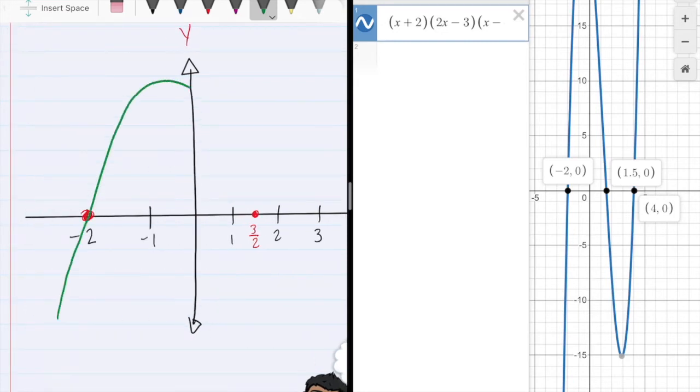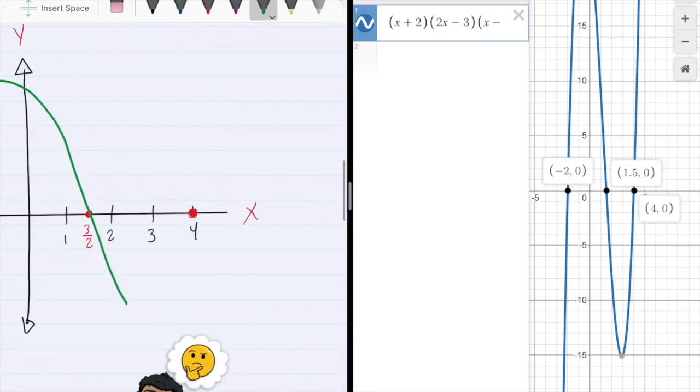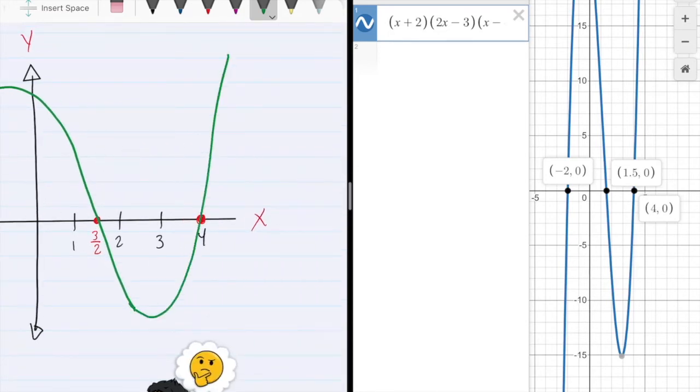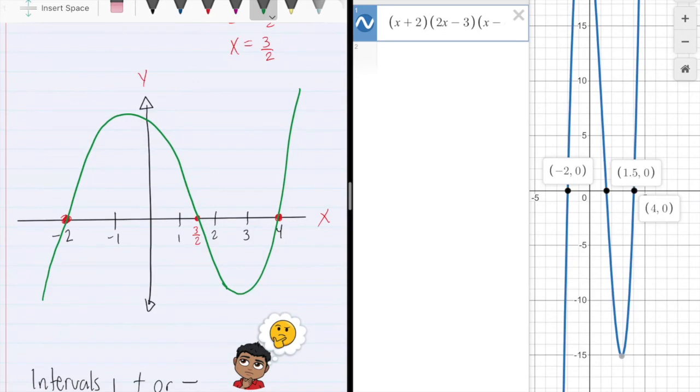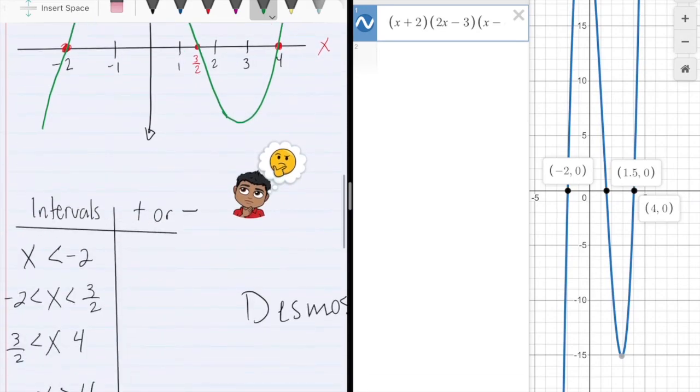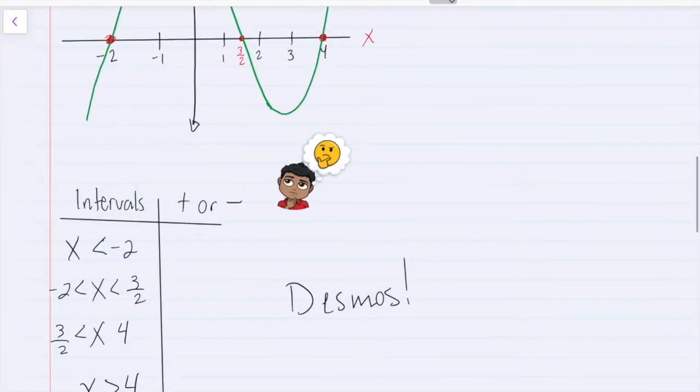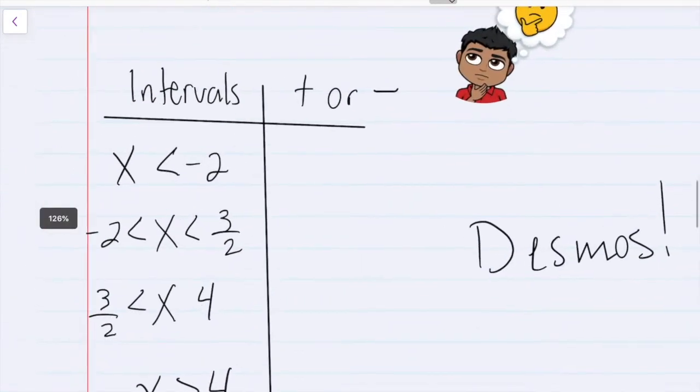Go down, go, there we go. And finally, go up at 4. There you go, much better. Well, we got our answers here, guys. Let's get rid of decimals. But now we need to understand the intervals.